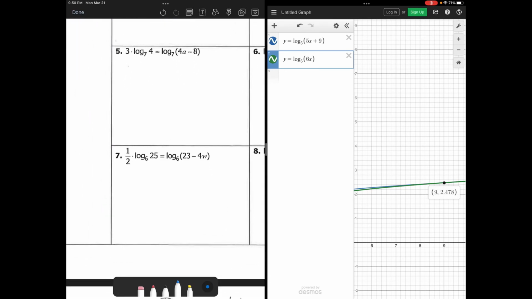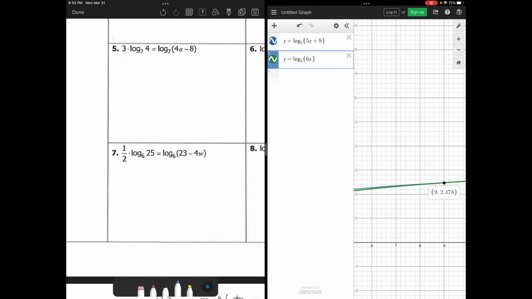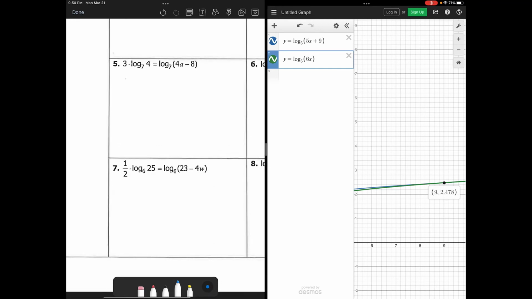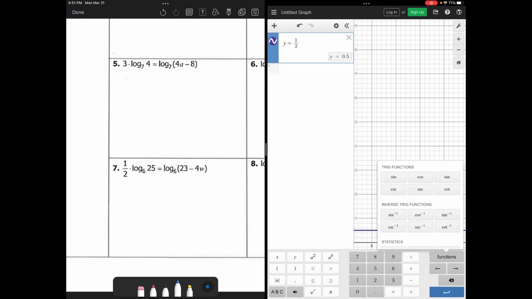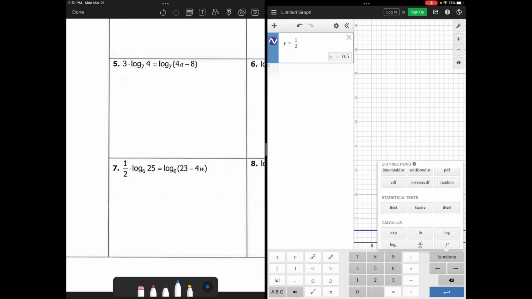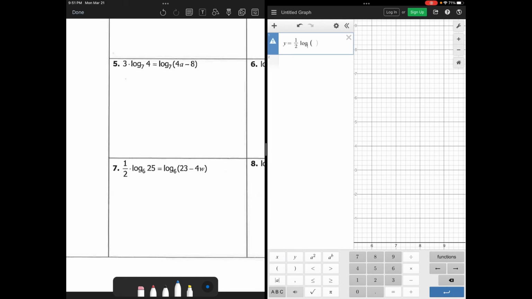All righty, let's go to 7, and let's put in 7. So on that first side, I'm going to just clear what's on there. That first side, we're going to have y is equal to 1 divided by 2. Let's come out of that. Log, so we go to functions, go to calculus. Hopefully there's an easier way of finding that, and I'll research that and let you know. So we have log base 6 of 25.